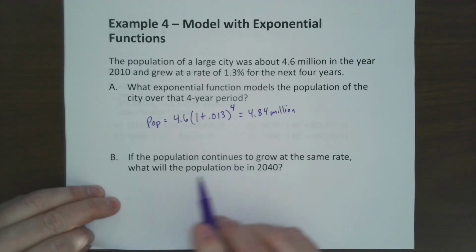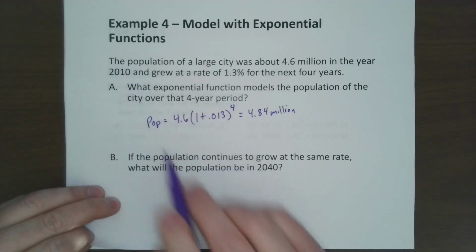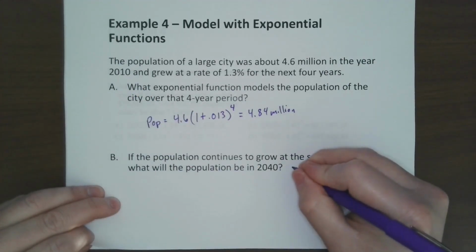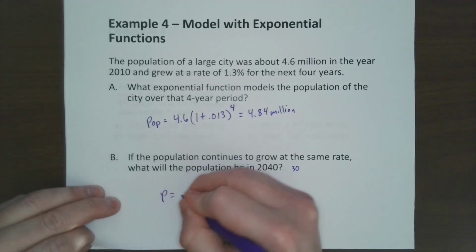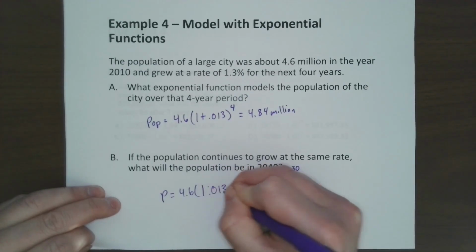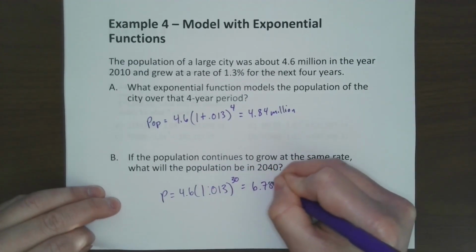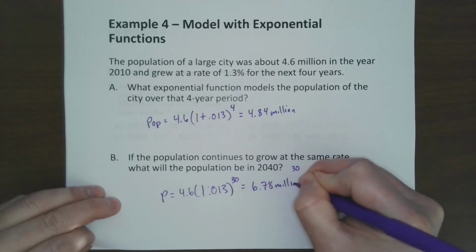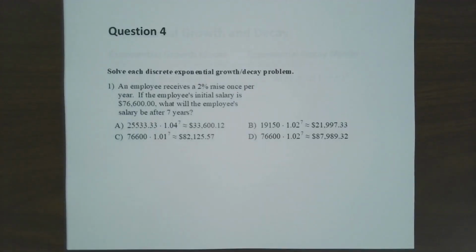And now what happens if we keep the same way and we go to 2040? Well, it's based off of 2010, so our new number is going to be 30 instead of 4. So we're going to do the exact same thing, to the 30. And that would be 6.78 million, which is quite a bit. Go ahead and try this problem.